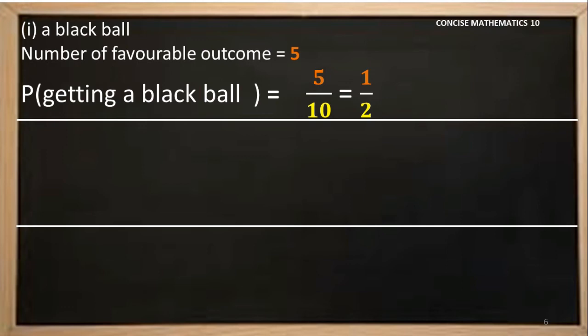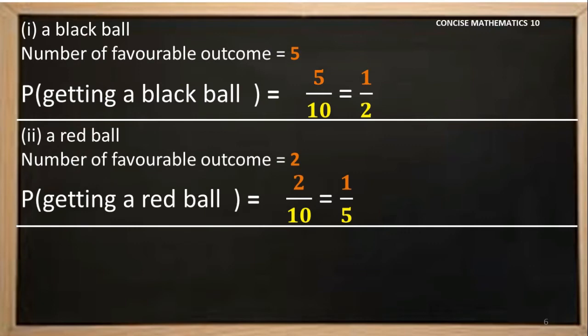Second sub question is a red ball. Anyhow, there are 10 balls, that is the total outcome. How many red balls are there? There are only 2 red balls. So the favorable outcome is 2. The probability of getting a red ball is 2 by 10. There are 10 balls in it, and when we draw all the 10 balls out from the bag, 2 times I can get a chance to get a red ball. Hence the probability is 1 by 5.